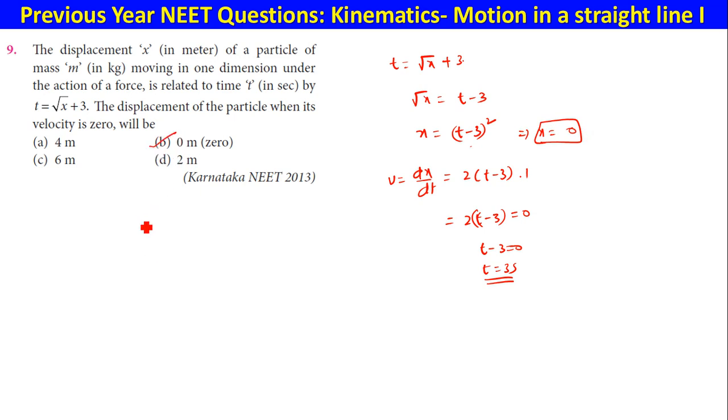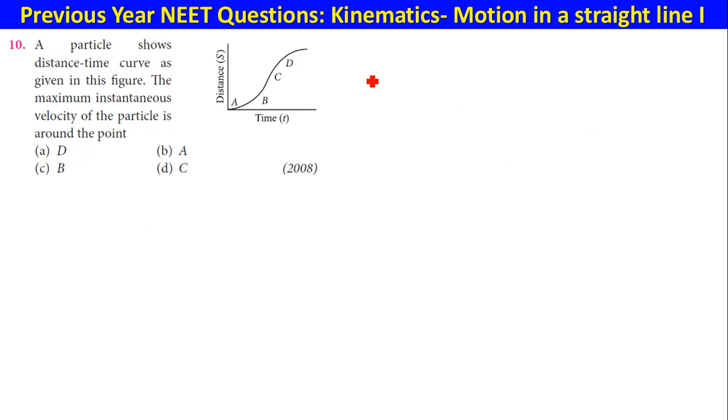Clear? Yes. Now a particle shows a distance-time curve as given in the figure. The maximum instantaneous velocity of the particle is around which point? So maximum instantaneous velocity means the slope has to be maximum at a certain point, isn't it? So that point is nothing but at A and D.